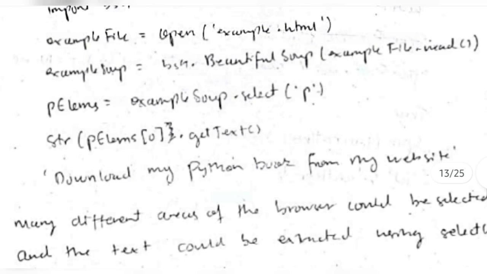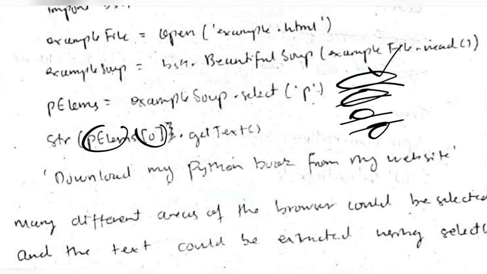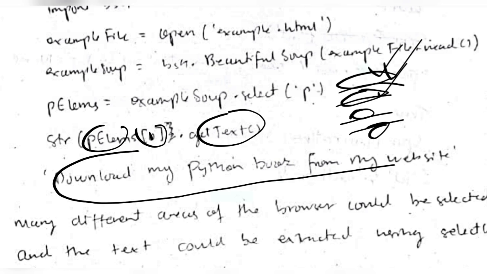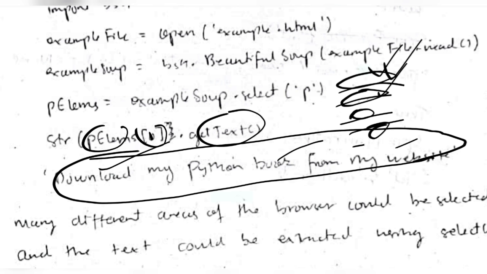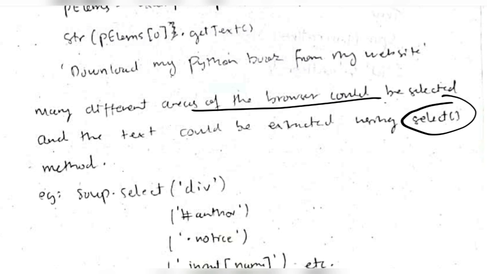After I've selected that, for each of those paragraphs there will be indexes, 0, 1, 2 and so on. I have to access each one, so I'll be using pElems[0], that will access the first element, pElems[1], the second, then dot getText. So I'll get the text, which will be this one here. This is the first line: Download my Python book from my website. Okay, and many different areas of the browser could be controlled, and the main function used is select.